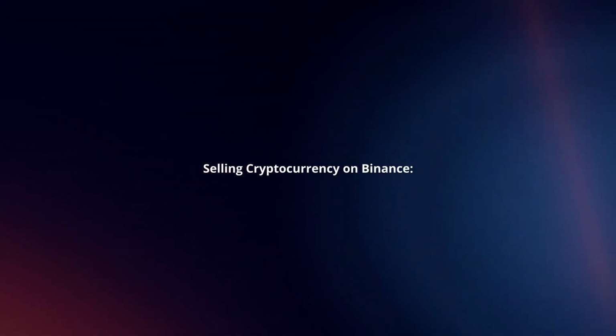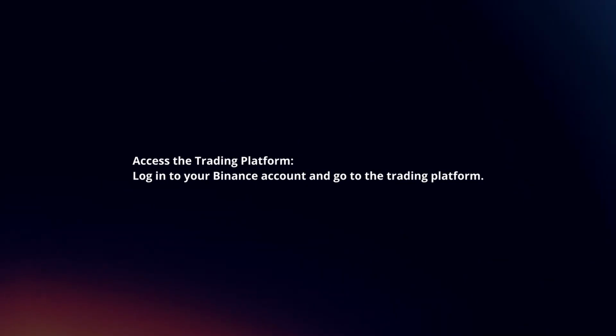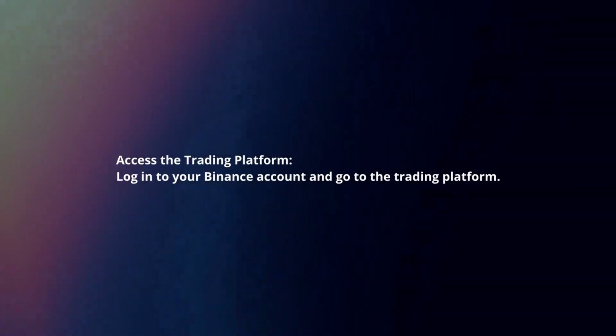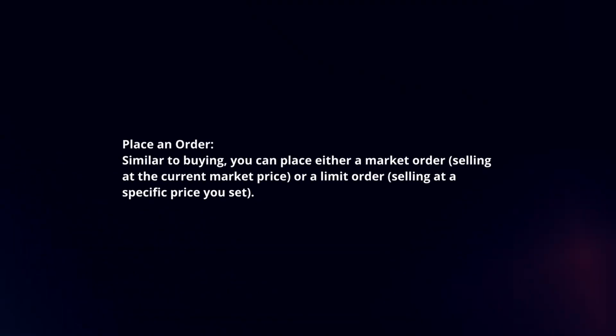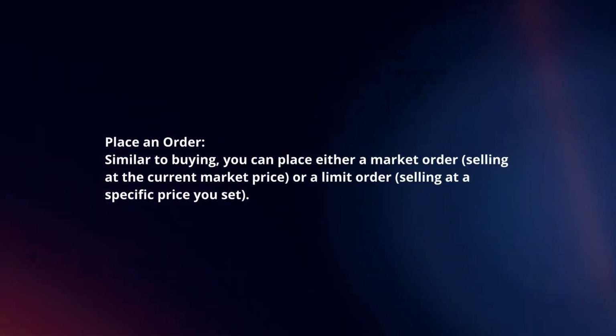Selling cryptocurrency on Binance. Access the trading platform. Log into your Binance account and go to the trading platform. Select the pair. Choose the cryptocurrency pair you want to sell. Place an order. Similar to buying, you can place either a market order or a limit order.